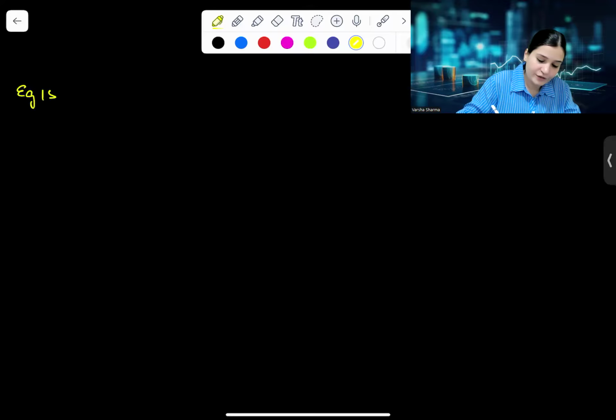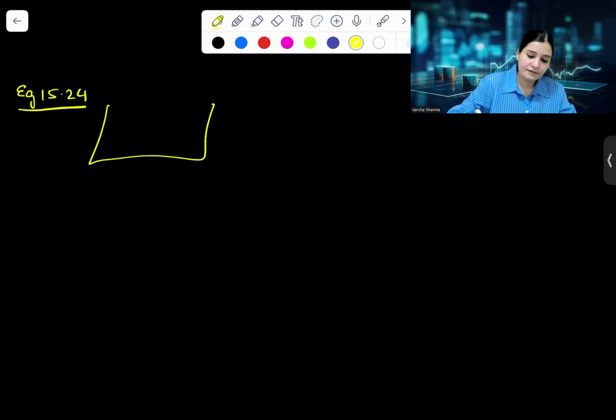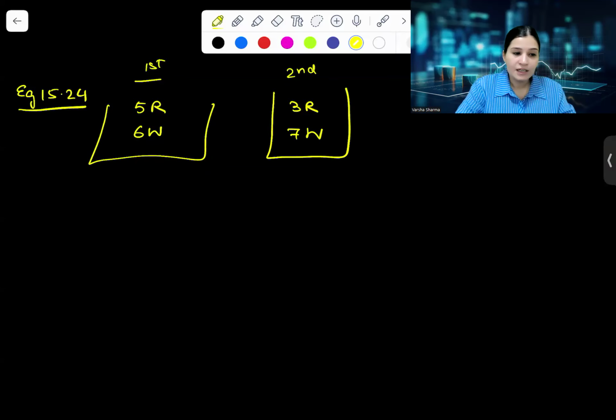Example 15.24. There are two urns, two containers basically. First one has 5 red and 6 white balls. And the second one has 3 red and 7 white balls. If two balls are drawn from the first one without replacement and transferred to the second one, from here I'm transferring two balls to the second one, right? And then a draw of another two balls is made from it. Made from it means made from the second one.